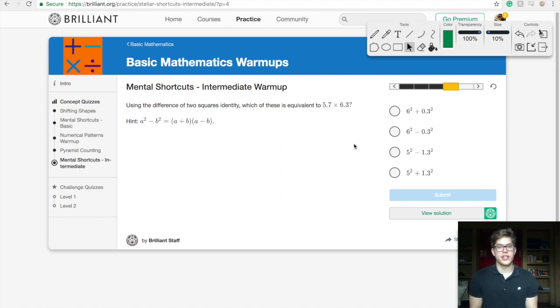Using the difference of two squares identity, which of these is equivalent to 5.7 times 6.3? So this is interesting. How can this be useful? And I'm not gonna lie, this little trick is actually new to me. So what can we do here? I'm thinking our middle terms would cancel. So what do we have?